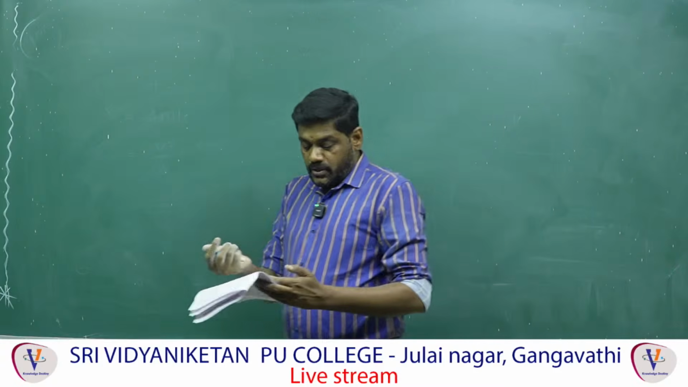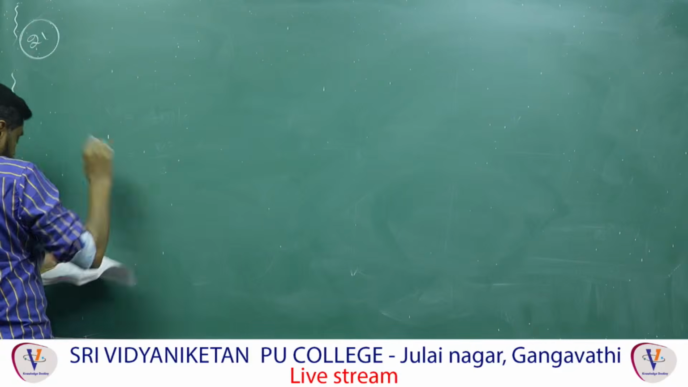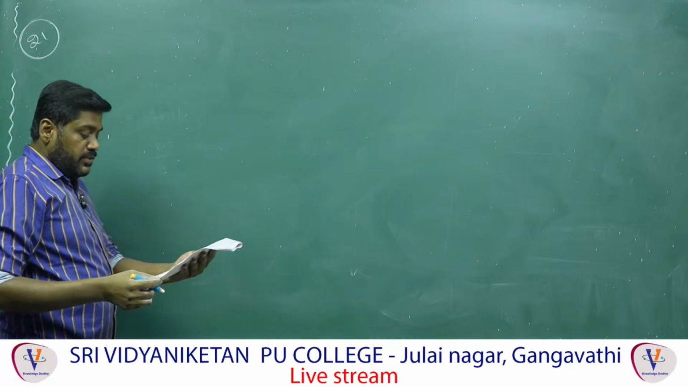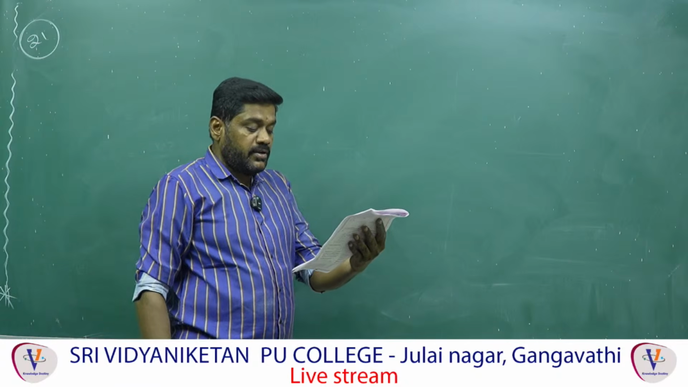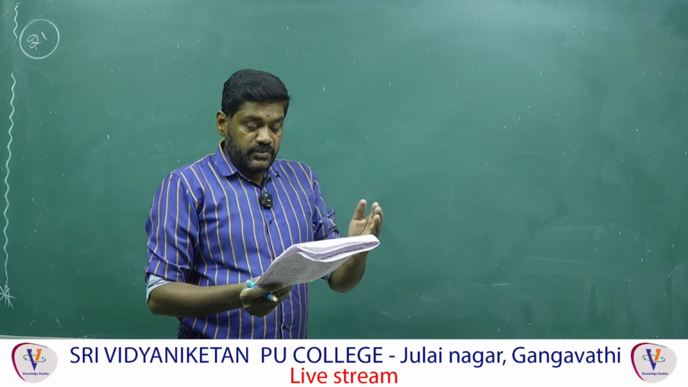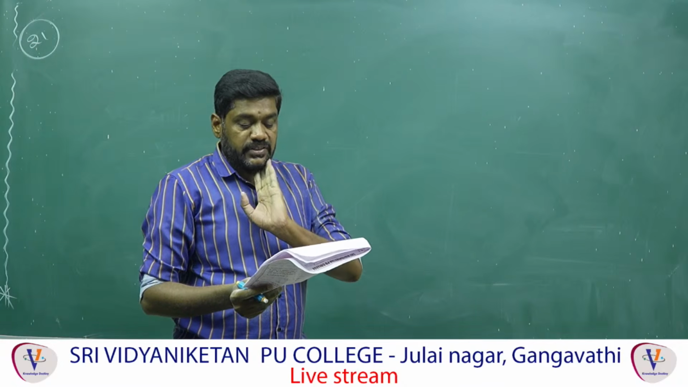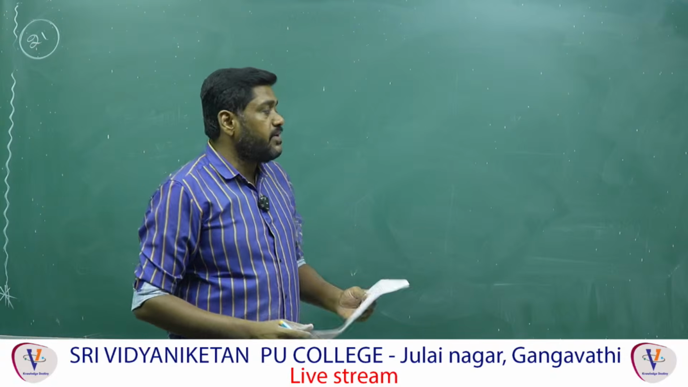So question number 21. A person covers 1/3 of the distance with 10 km per hour, the second 1/3 of the distance with 20 kmph, and the rest 1/3 of the distance with 60 kmph. What is the average speed?